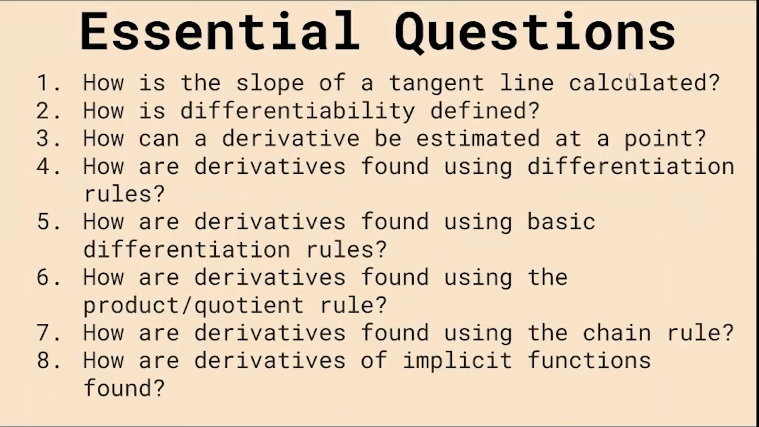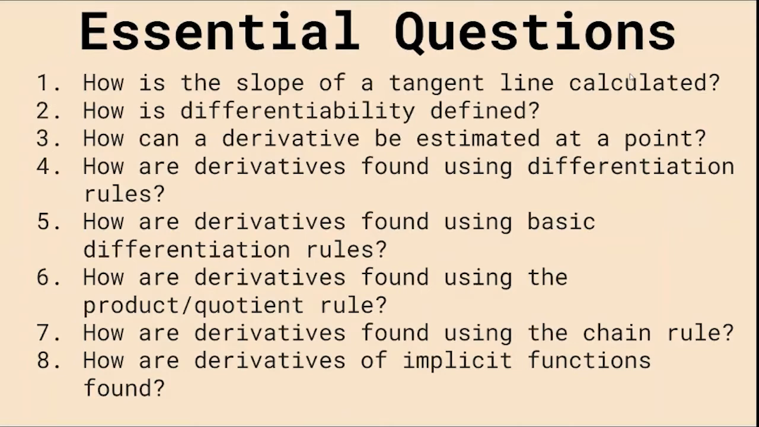4, how are derivatives found using differentiation rules? That's basically all those videos that you watched before, but there's power rule, constant multiple rule, product rule, quotient rule, chain rule. There's all those rules, exponential rules, log rules for derivatives. But it's basically just using those formulas. How are derivatives found? I just went over that. I guess 6 would be using those formulas, product rule and quotient rule.